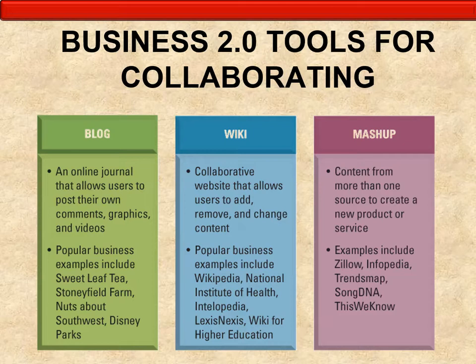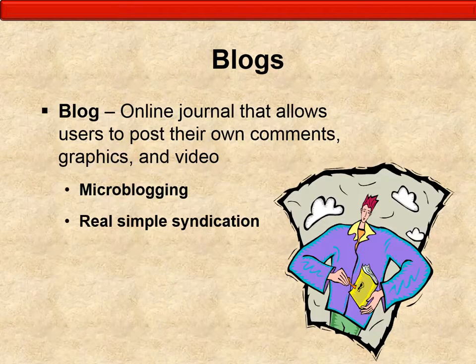Mashup is content from more than one source to create a new product or service, such as Infopedia, Xylo, and This We Know. We talked about what blogs are, and they introduce microblogs, which is the practice of sending brief posts, 140 to 200 characters, to a personal blog, either publicly or to a private group of subscribers who can read the post as IMs or as text, such as Twitter.